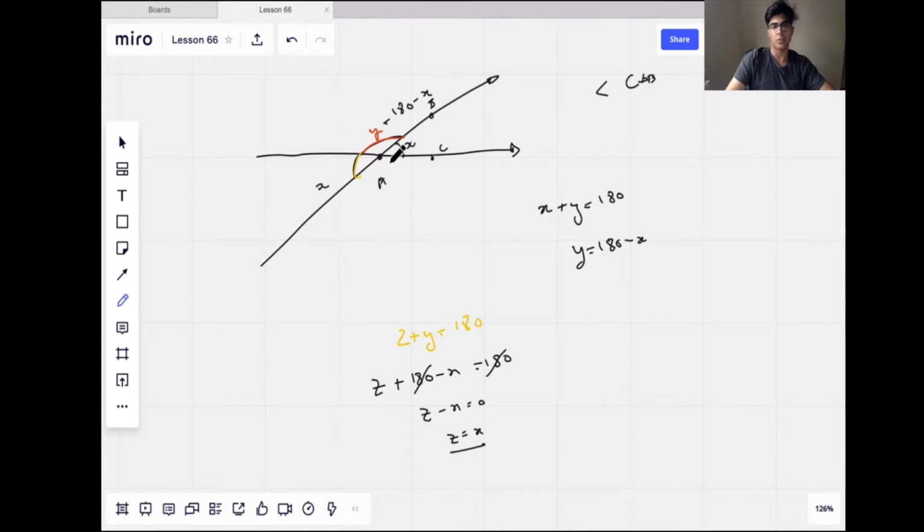We can see that these are what we call vertically opposite angles, because they're opposite and separated by these two lines. And we have the theorem that vertically opposite angles are equal. By the same logic, if this is y, then this is also y, because these are also vertically opposite angles. So that's our first fact: vertically opposite angles are equal.